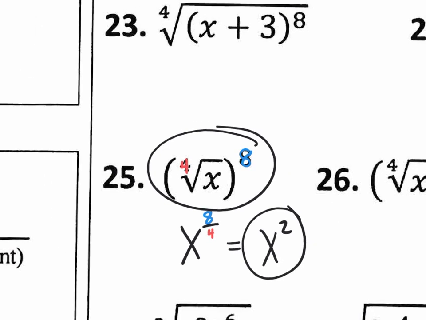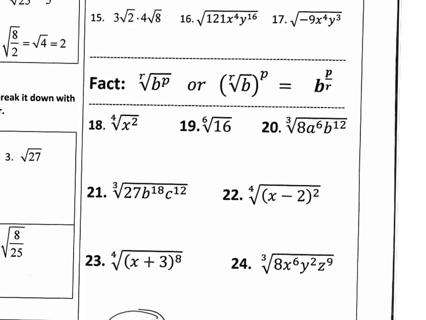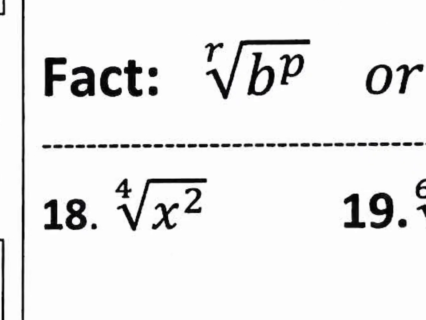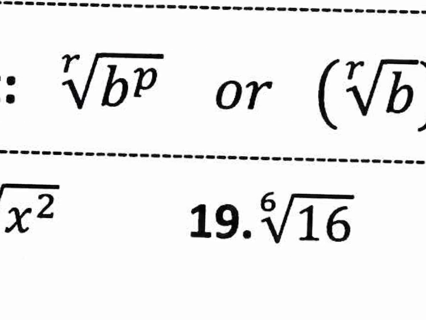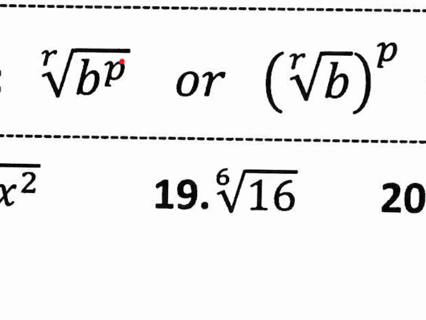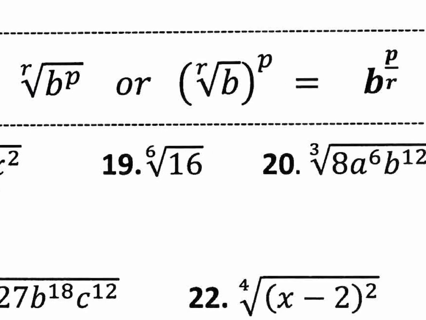Okay? Now, these notes are written right here. It says fact. Any type of radical, doesn't matter what base you have, what power you have, and what root you have, and it doesn't even matter if the power is on the inside of the radical or the outside of the radical, it's always going to be equal to that base to a rational exponent, a fraction as an exponent, and the numerator of that rational exponent is the power, whether it's inside or outside, and the denominator of the exponent is going to be the root. Okay?